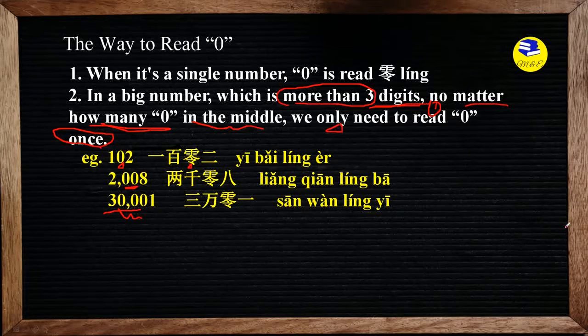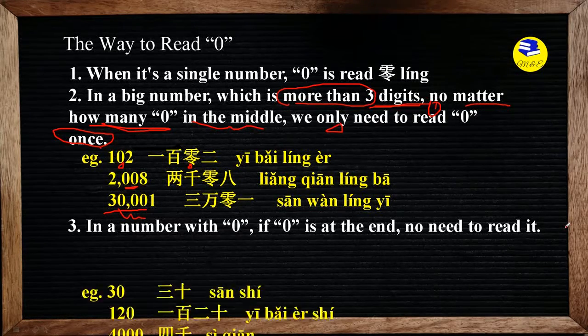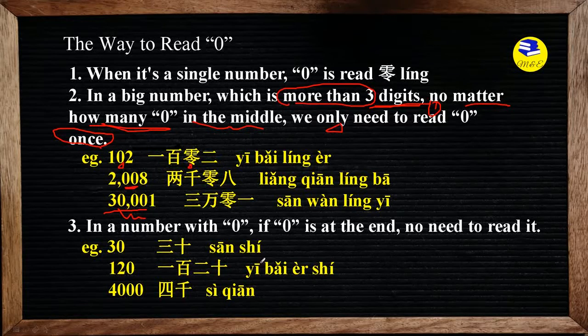Okay, so now let's come to the third point. In a number with 0, if 0 is at the end, no need to read it. What's this? Again, example. Examples will help you for better understanding, right? Here, for example, 30. 30 has 0 at the end, right? It's a two-digit number with 0 at the end. So we don't say 30 with the zero. Instead, we should say 30.